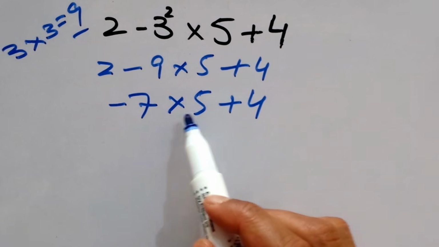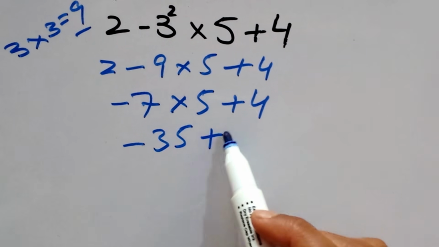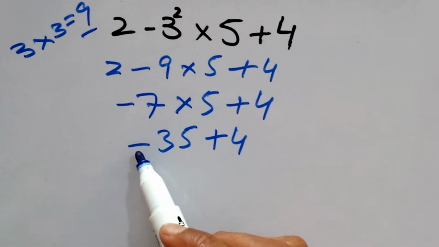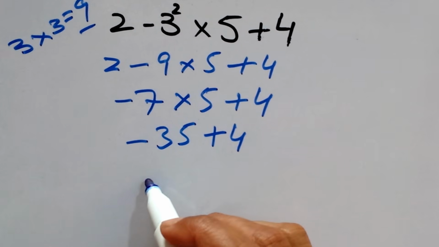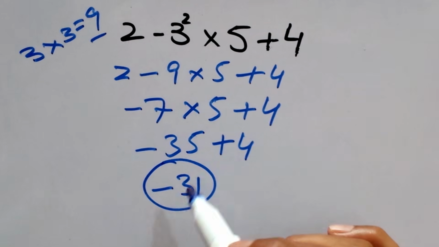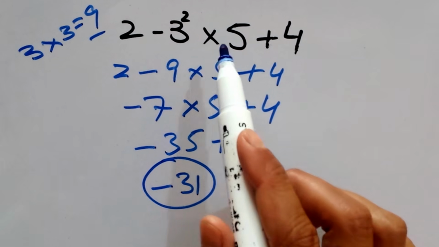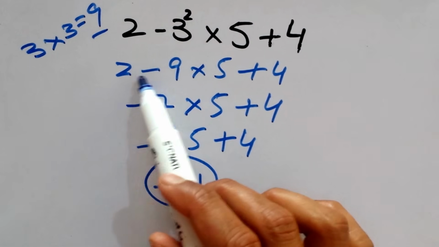Now minus 7 times 5 equals minus 35 plus 4. Now minus 35 plus 4 equals minus plus minus, so minus 31. But this is not correct. Why? Because multiplication must be done before subtraction.